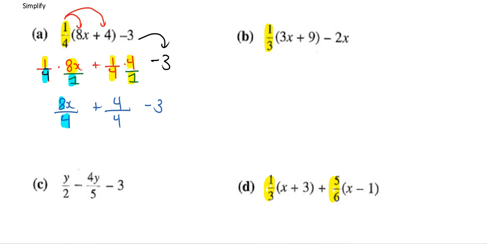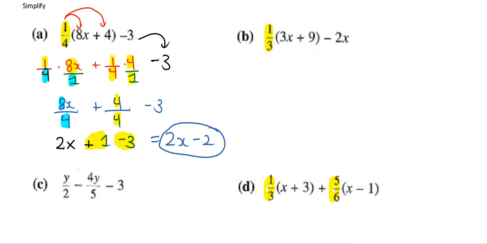And you just need to simplify this now. 8 divided by 4, that's going to give me 2. 8 divided by 4 is 2, and then the letter x just comes down. Plus, well, 4 divided by 4, that's going to be a 1, and then this minus 3. So if I combine these like terms, these are just numbers, this is going to be 2x minus 2, and that's my final answer, 2x minus 2.